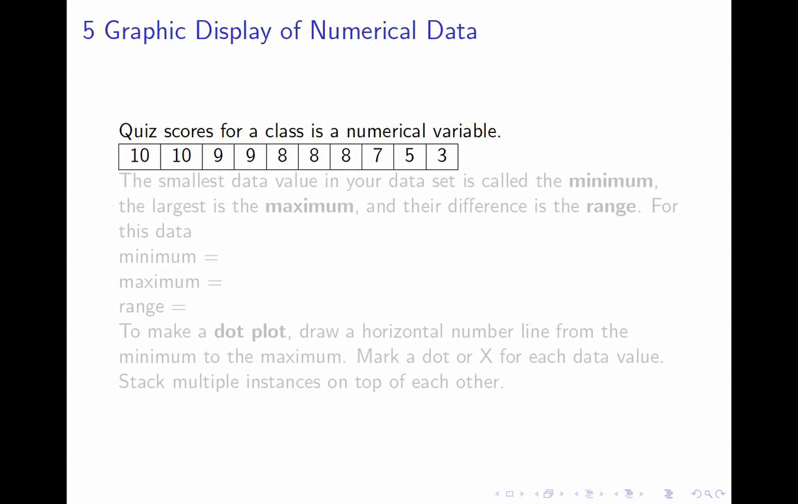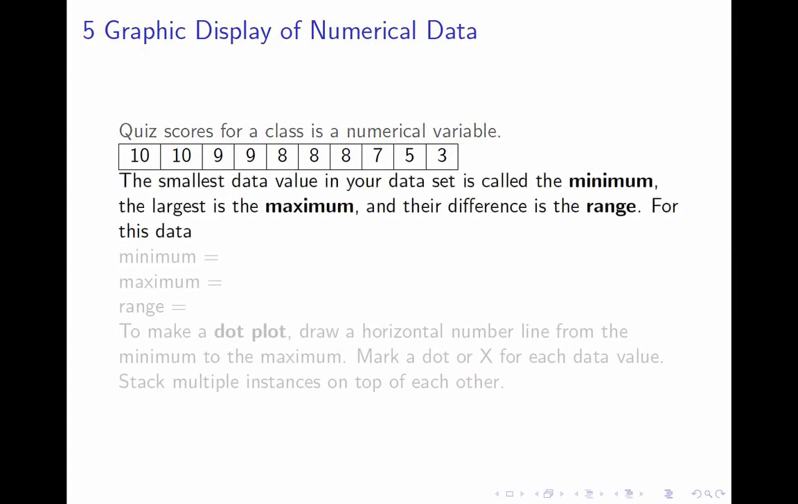This is imaginary data. 10 students, and clearly the score was on a scale of 1 to 10. The values range from 3 to 10. A little bit of terminology first, which is pretty simple. The smallest data value in your data set is called the minimum, and the largest is called the maximum, and their difference is called the range.